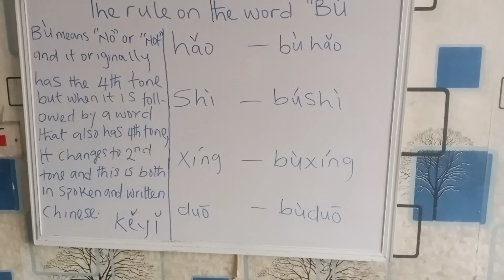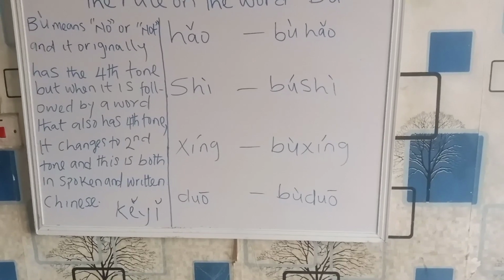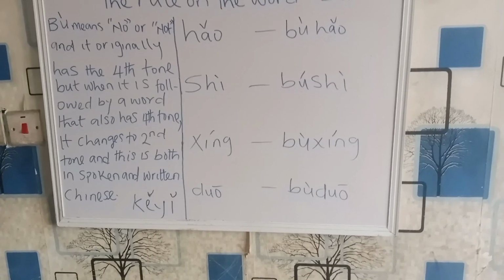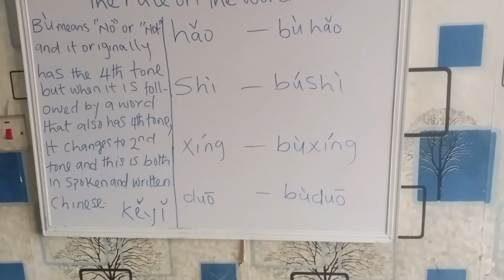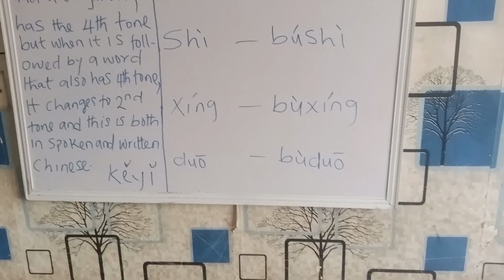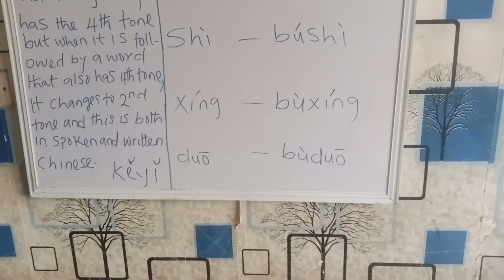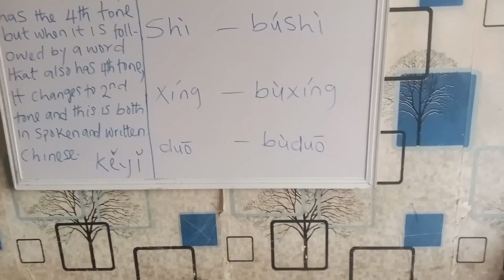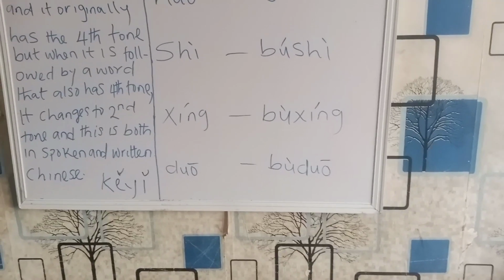If I want to ask you, can I go to the movies with you? I'll say, 我可以跟你一起去看电影行吗？Is it okay if I go to the movies with you? If it's okay, you say 行. If it's not okay, you say 不行. The last one here is 多. 多 means many. 很多人, many people. 这里有很多人, there are many people here. 不多, not many. 我时间不多, it means I don't have much time. 我的钱不多, it means I don't have much money.